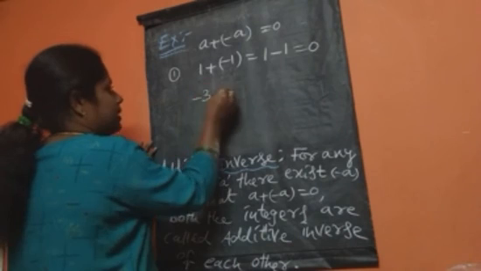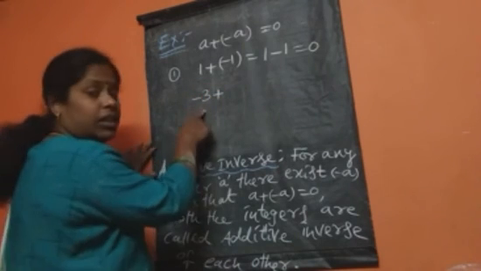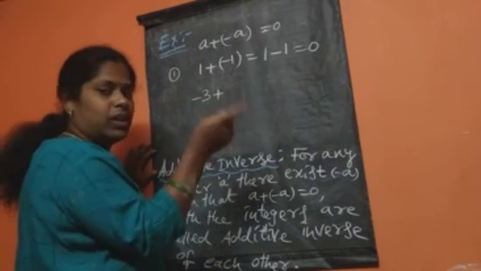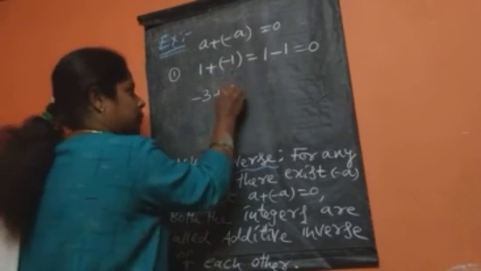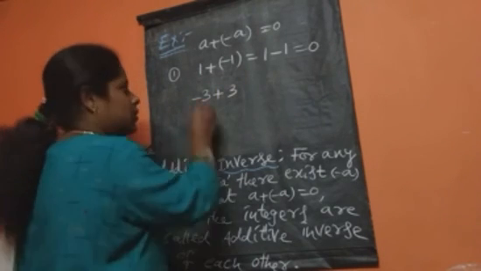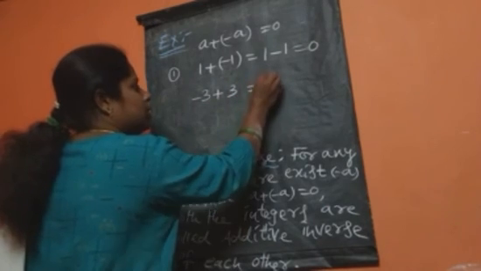And minus 3: what is the additive inverse of minus 3? We have to keep the opposite sign. What is the opposite sign of minus? Plus. So plus 3. The opposite of minus 3 is plus 3. Plus into minus is minus, and that is equal to 0.